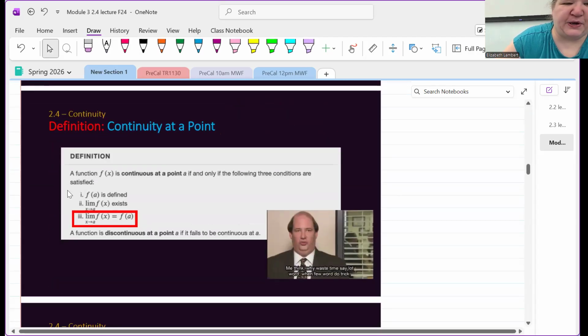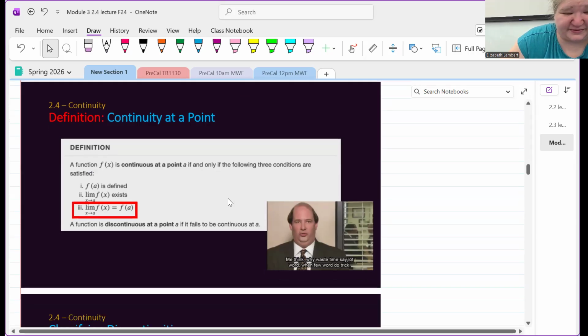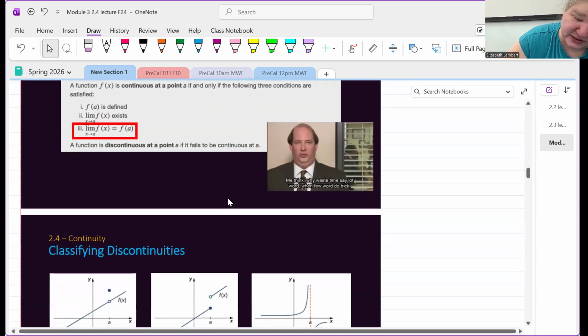So the full out book definition goes through those three pieces. f(a) has to exist. The limit as x approaches a of f(x) has to exist. And the two things have to be the same. The third one is boxed here because if you can just prove this third statement, it proves the first two. So that's why we have the meme: me think, why waste time say lot word when few word do trick. Because mathematicians love to be pedantic.